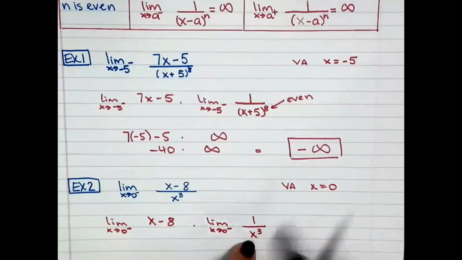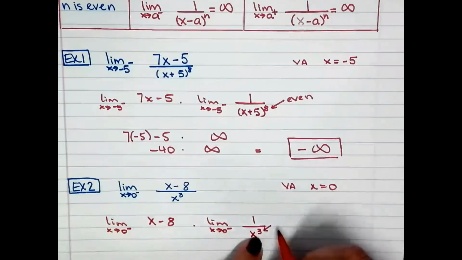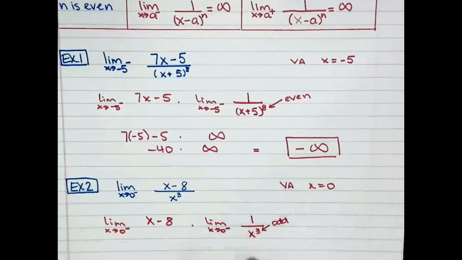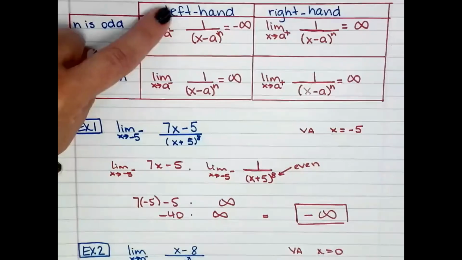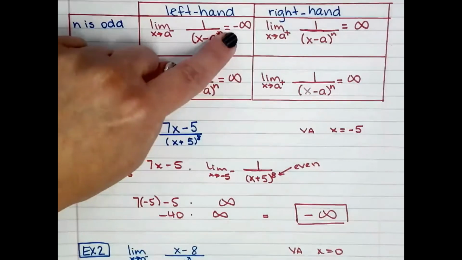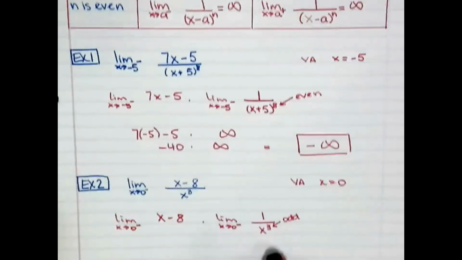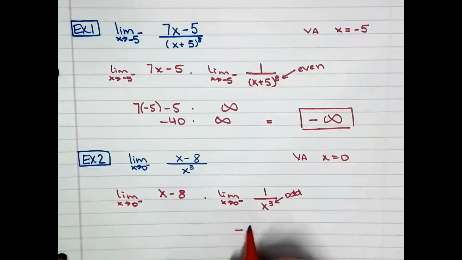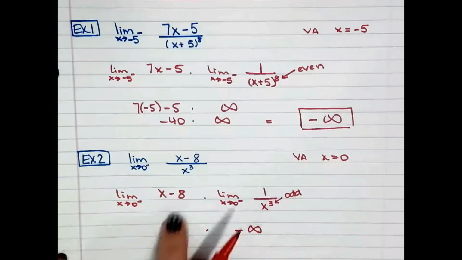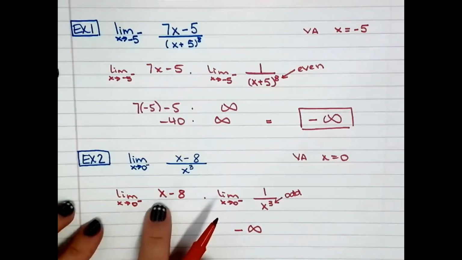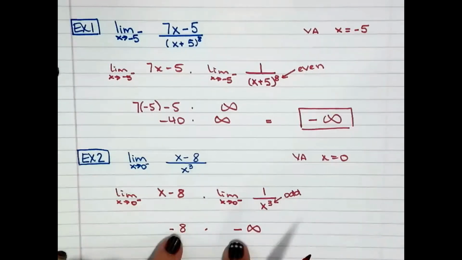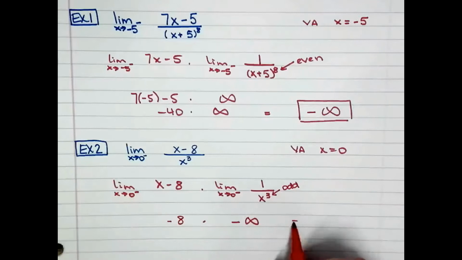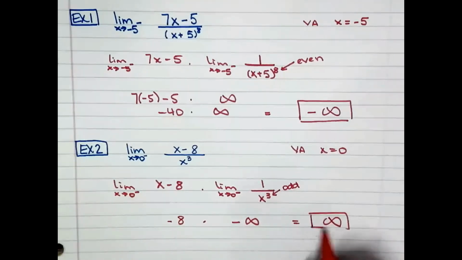So the denominator right here, I know this exponent is odd. So let's look at our chart. Left hand, odd, so negative infinity for this part of my limit. And now in this case, I will do direct substitution. So 0 minus 8 is negative 8. Comparing the signs, they are the same, therefore positive infinity. So, not bad.